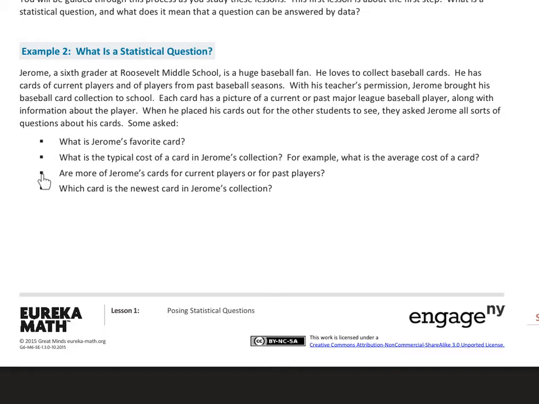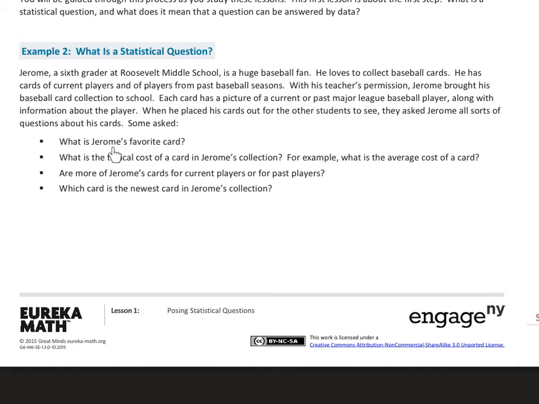I would say that these 3 are statistical questions because we would have to look through the cards and find the cost of each one and analyze it. That's data. For this one, we would have to find out the date of each player that played and run data on that and organize it. Then this one, newest card, again, we'd have to do not just the date of the players, but the date the card was issued, which is pretty similar to that one, I would suppose, as far as when it came out. But you can find old cards with brand new players, and new cards with players who've played for a long time, so whatever.